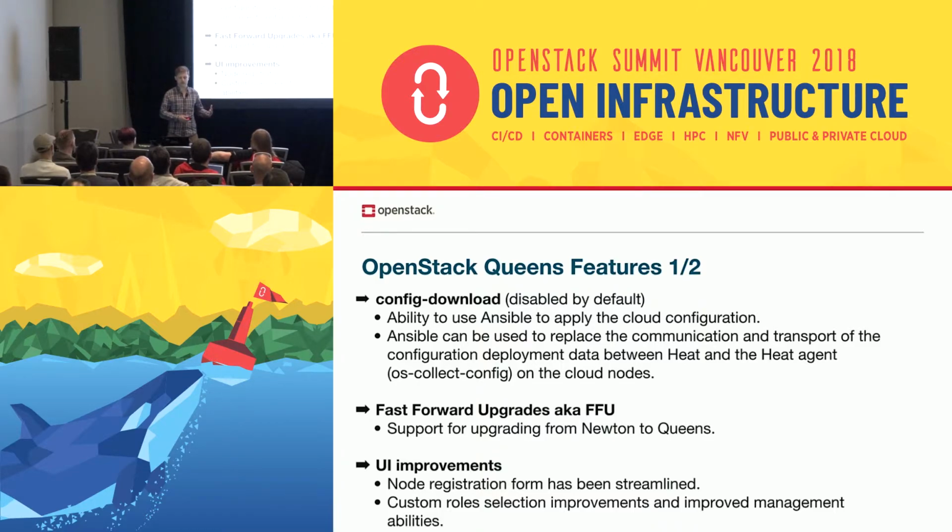Before, you had something like the heat agent and os-collect-config running on the cloud nodes and applying the configuration locally. We had a few challenges regarding scalability and also how operators could reproduce the deployments. So we implemented something called config download, which generates the configuration that will be applied to the nodes, and you can actually download the configuration on the undercloud, where it is represented as Ansible playbooks.